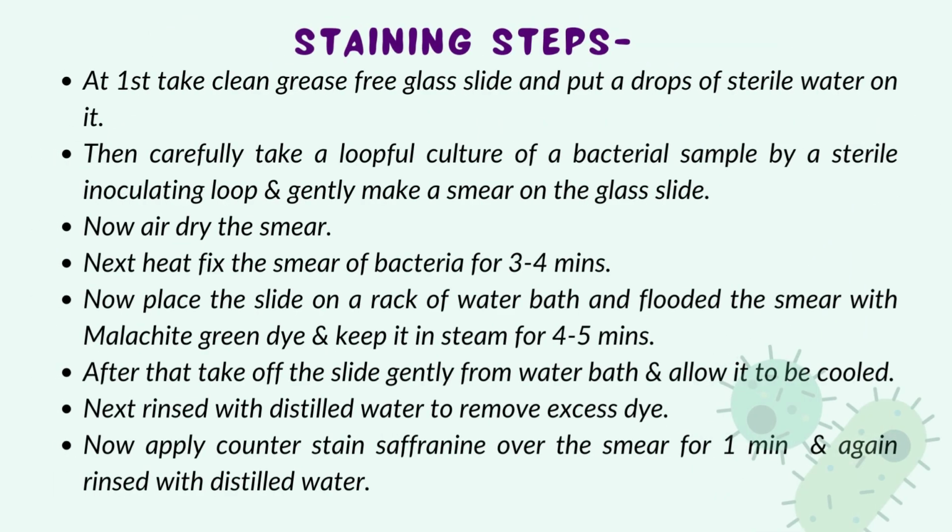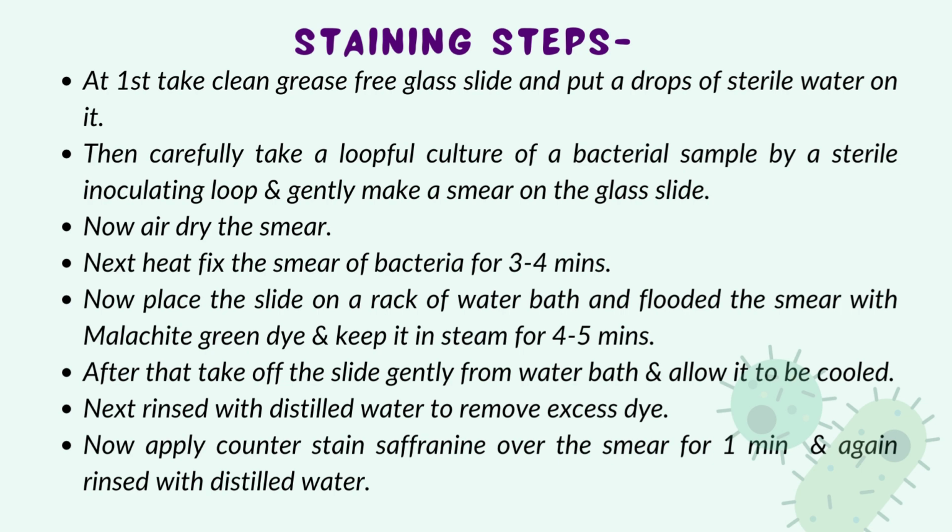At first, take a clean grease-free glass slide and put a drop of sterile water on it. Then carefully take a loopful of culture of a bacterial sample with a sterile inoculating loop and gently make a smear on the glass slide. Now air dry the smear. Next, heat fix the smear of bacteria for 3 to 4 minutes. Now place the slide on a rack over the water bath, flood the smear with malachite green dye and keep it in the steam for 4 to 5 minutes.